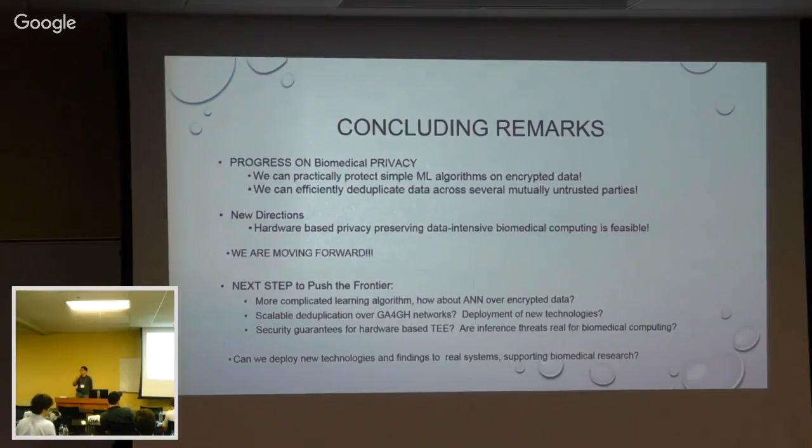We could try an artificial neural network, a very simple neural network, and see if we can do that next time. And how about scalable deduplication for the GA4GH network? So how do you think? Do you think the techniques we already have are very close to practice? So how about taking a step further to make it practical? We need to deploy these things and work with GA4GH to have a real-world impact. That's something really exciting.